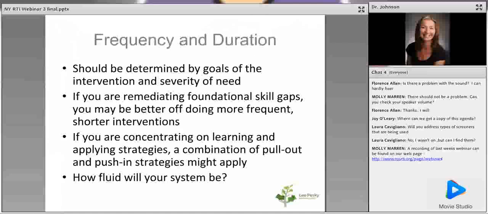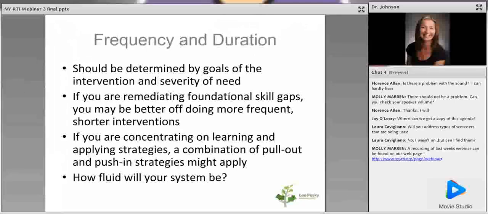So if you're remediating foundational skill gaps, you're probably better off doing much more frequent but shorter interventions, right? Because a lot of kids who struggle have issues with short-term memory or working memory, and they haven't developed that solid grasp of those foundational skills. The more frequently you are able to expose kids and provide them practice in those skills, the more progress they'll make, right?